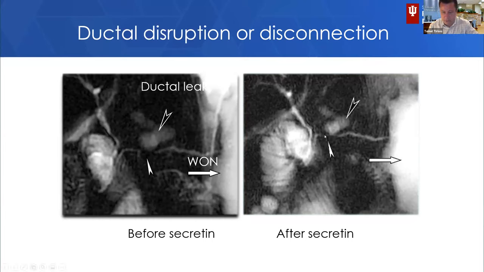After secretin, you can actually start seeing the pancreatic duct here in the missing segment, meaning that it is actually present. That means this is a pancreatic duct disruption rather than a disconnection. And this was visible after the administration of secretin.